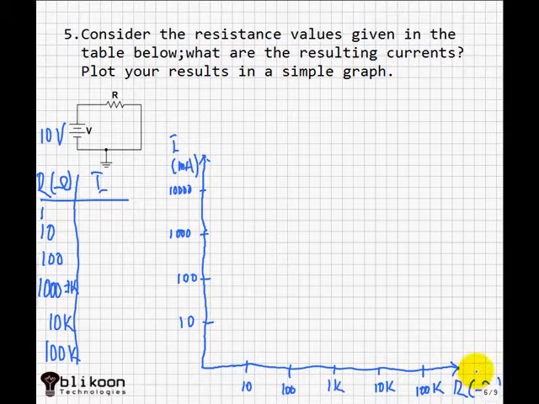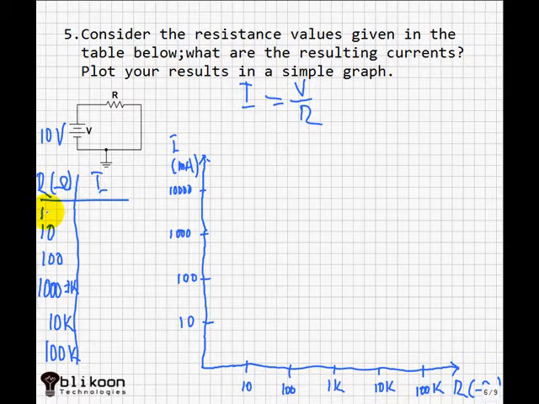The resistance is changing in our circuit, and we need to find how current responds to these changes. Ohm's law is still our friend here. Current equals voltage divided by resistance. We're going to use it to compute the resulting current values.